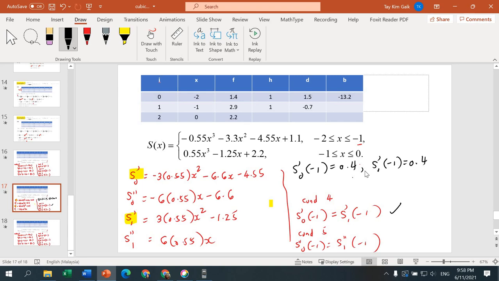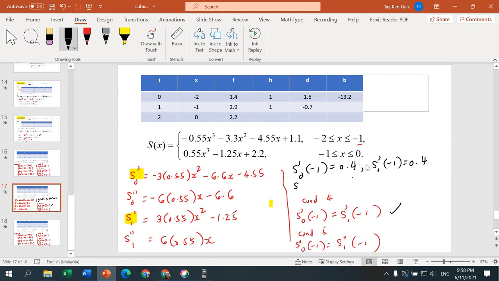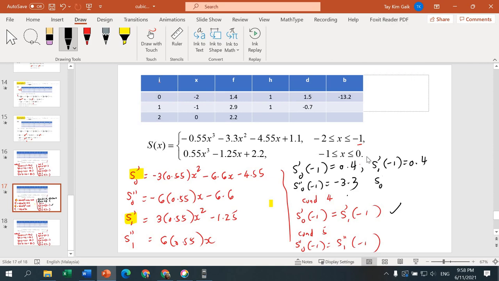Now condition 5 is the second derivative when x equals negative 1 for both S0 double prime and S1 double prime. Okay, let's calculate. Which is negative 6 times 0.55x minus 6.6. Calculate x for negative 1, so you get negative 3.3. So S0 double prime at negative 1 gets negative 3.3. And then lastly this function, 6 times 0.55 times x, calculate x for negative 1, also get negative 3.3. So S1 double prime when x equals negative 1, you get negative 3.3. So condition 5 is satisfied.